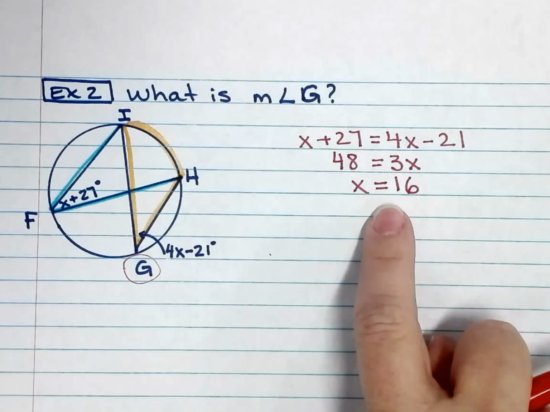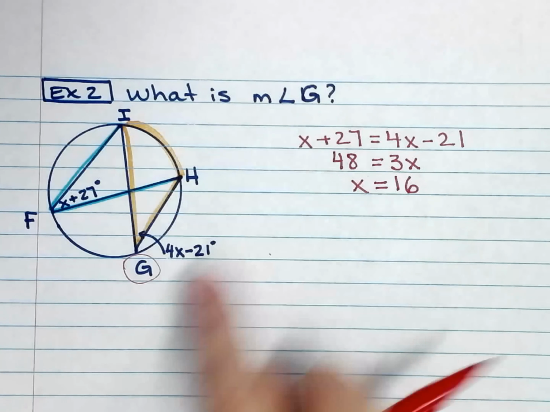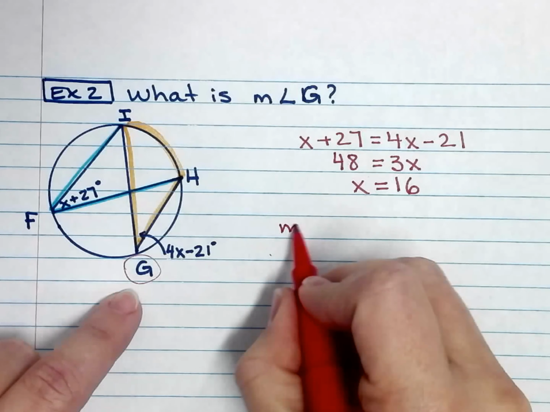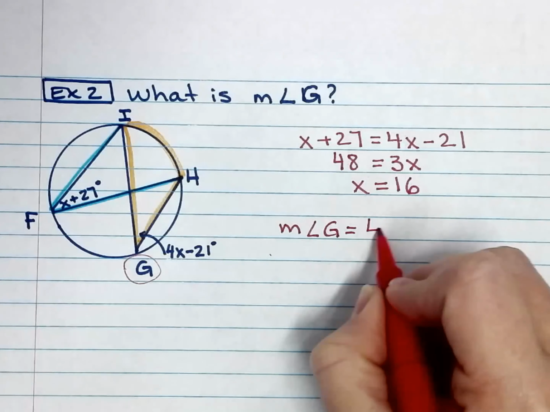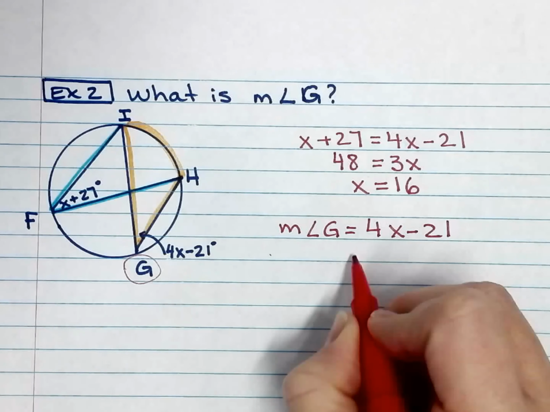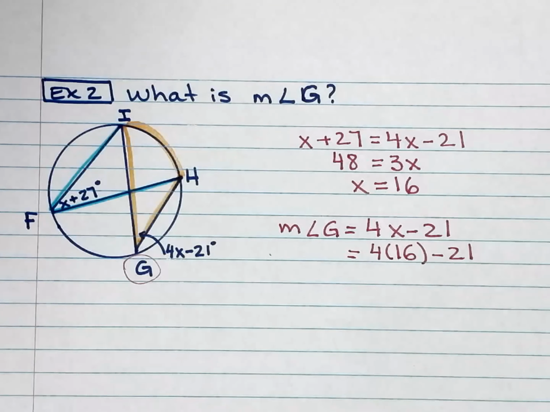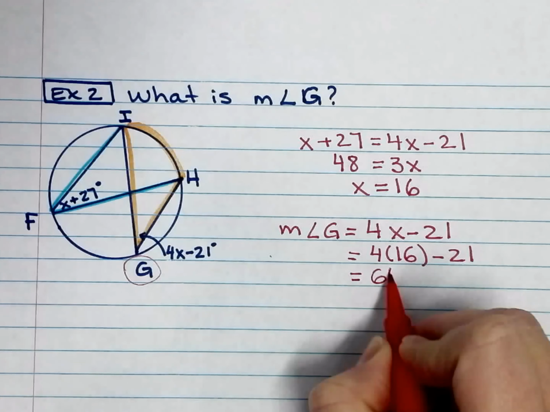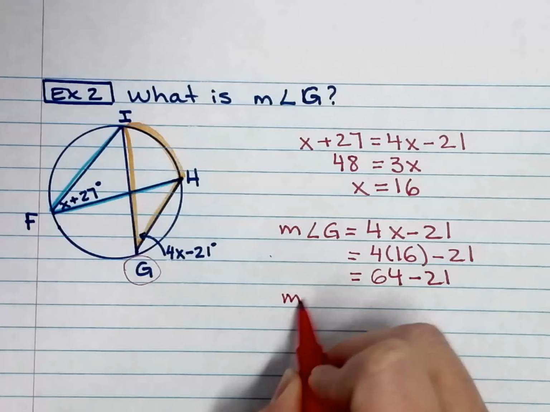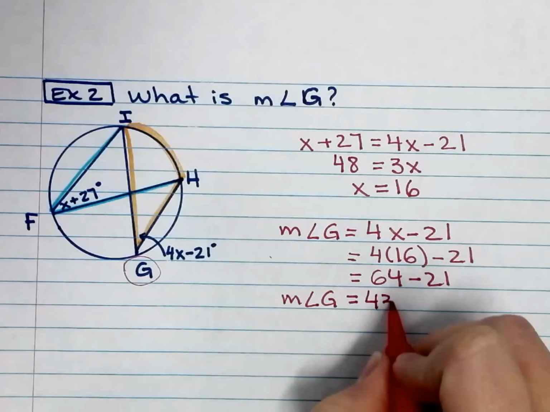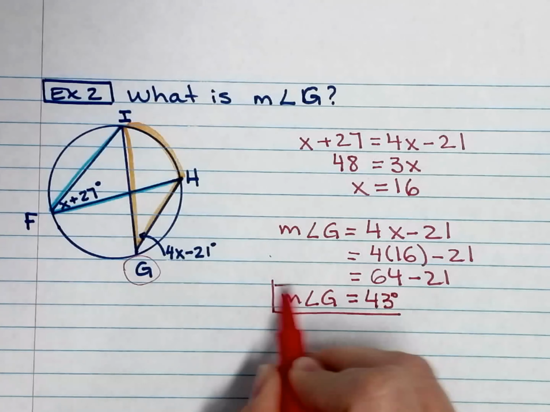But the question is not asking for x. The question is asking for the measure of angle G. So now we have to go back and plug that in to find the measure of angle G. So the measure of angle G is 4x minus 21, and we know that x is 16. 4 times 16 is 64, minus 21. That will give me the measure of angle G, which is 43 degrees.